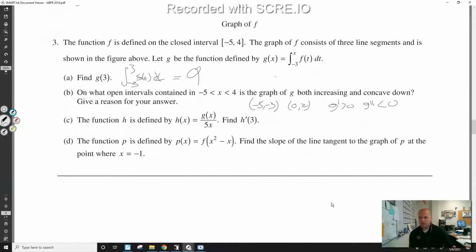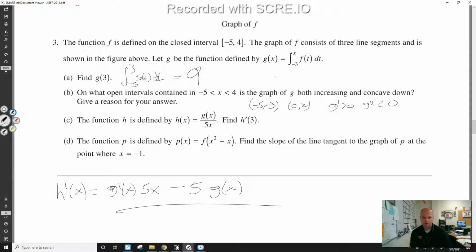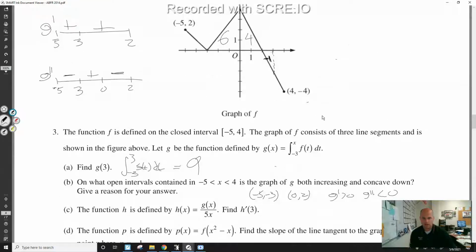All right, part C. Do you know your derivative rules? What's h prime of 3? Take the derivative of the top times the bottom, minus the derivative of the bottom times the top, all over the bottom squared. Plug in 3. Awesome. G prime of 3. G prime of 3. It's a good one.